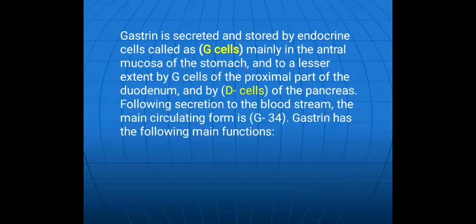Gastrin is secreted and stored by endocrine cell called G cell, mainly in the antral mucosa of the stomach, and to lesser extent by G cell of the proximal part of the duodenum, and by D cell of the pancreas. Following secretion to the bloodstream, the main circulating form is G34. Gastrin has the following main functions. وظائف الجاسترين الأساسية سأعرضها الآن بالسلايد اللاحق.